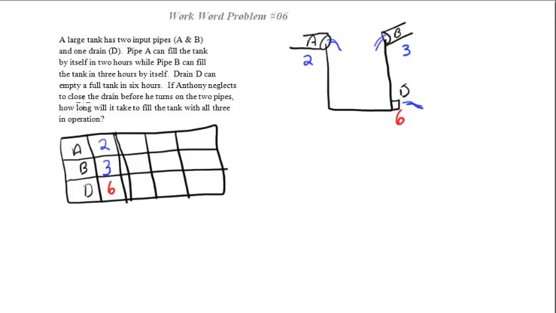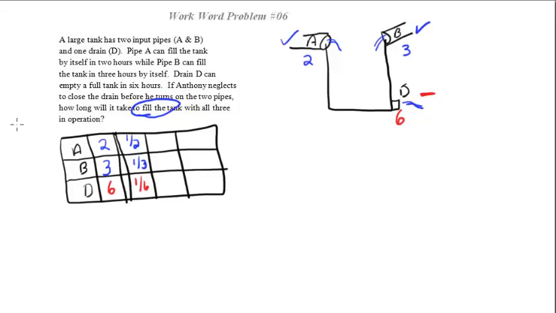So therefore, following our normal policy, the rate is 1 over the time it takes to do one job. So A is 1 over 2, B is 1 over 3, and the drain, D, is 1 over 6. Now they're all working, but we're looking at who's doing the correct job, and the job is to fill the tank. Therefore, A and B are doing the correct job, whereas the drain, D, is working against the job.